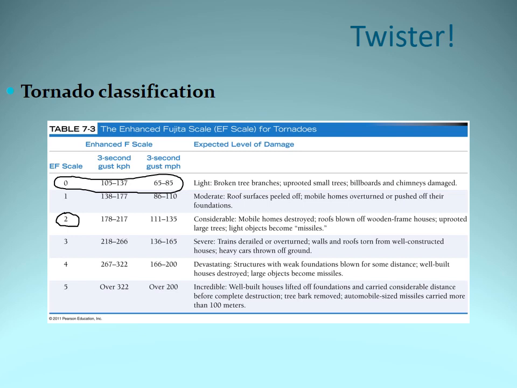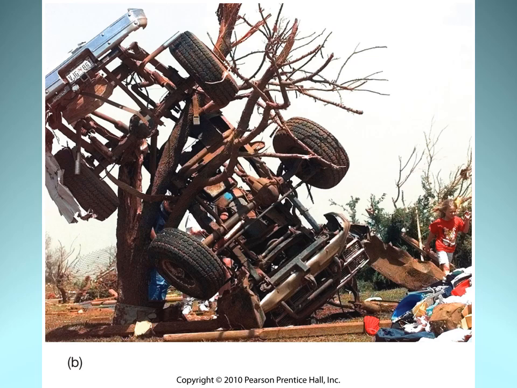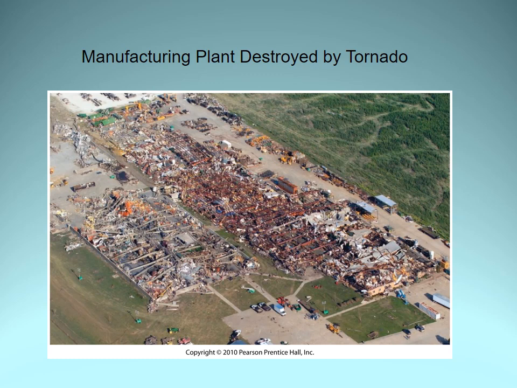Now the ones that do the most damage are the ones with wind speeds well over 200 miles per hour. The highest recorded wind speed was 318 miles per hour. And that can destroy well-built houses, completely take them off of their foundations. Here's an example of, I believe, an EF4 tornado. It basically tossed this car as if it was a toy. This is the kind of gruesome thing that you can see, and you probably have seen already when it comes to tornadoes. And here's a big picture of a factory being completely destroyed by a tornado.